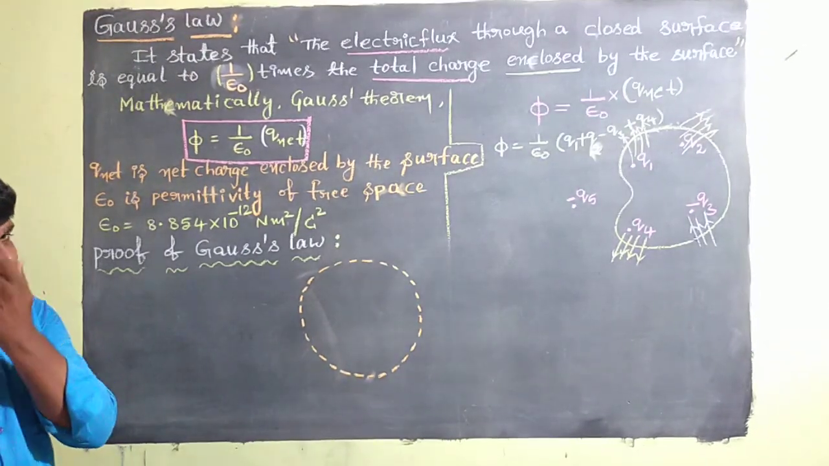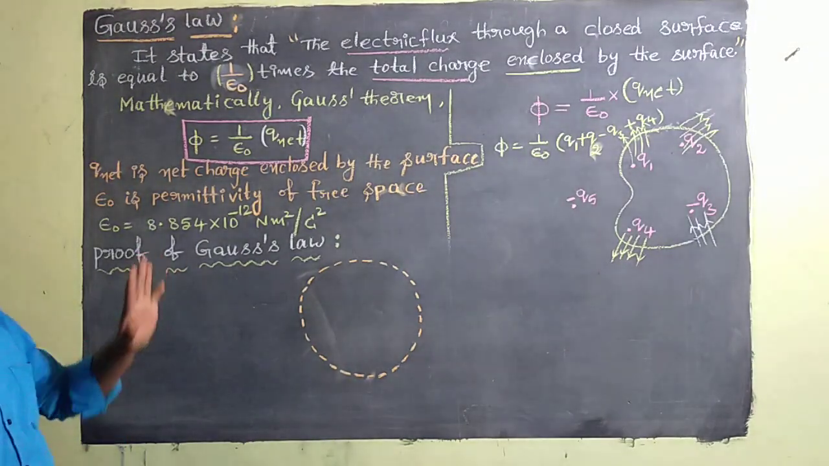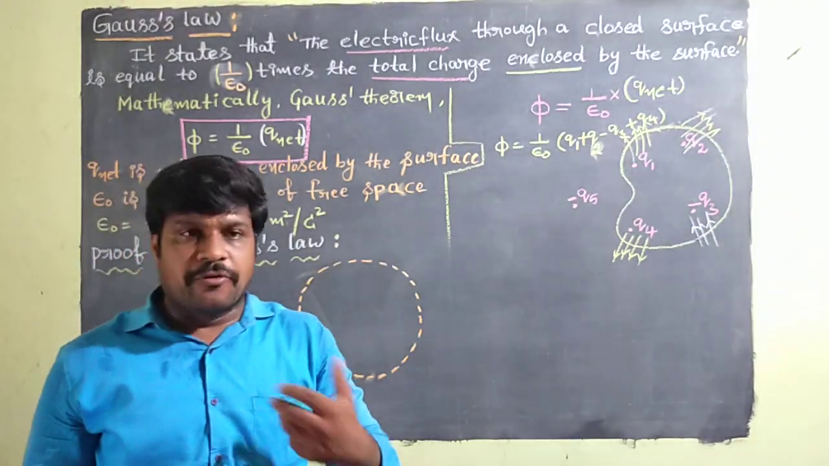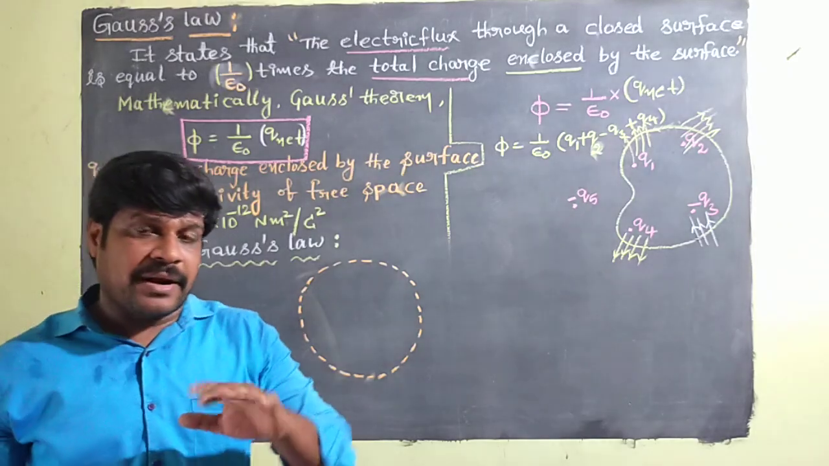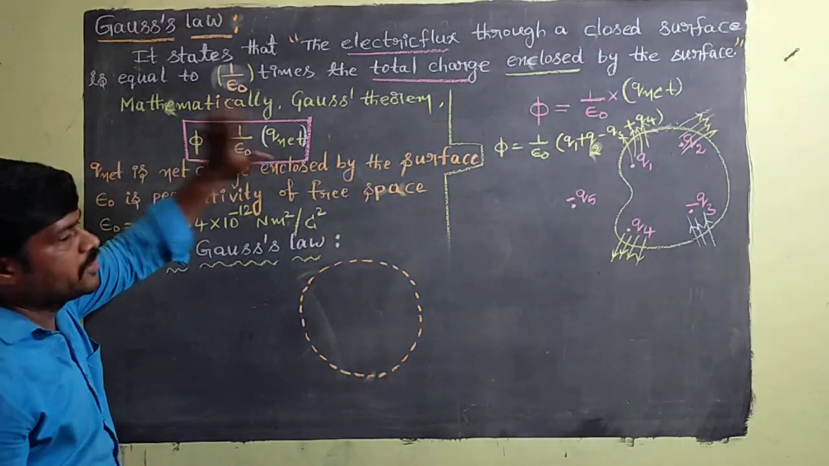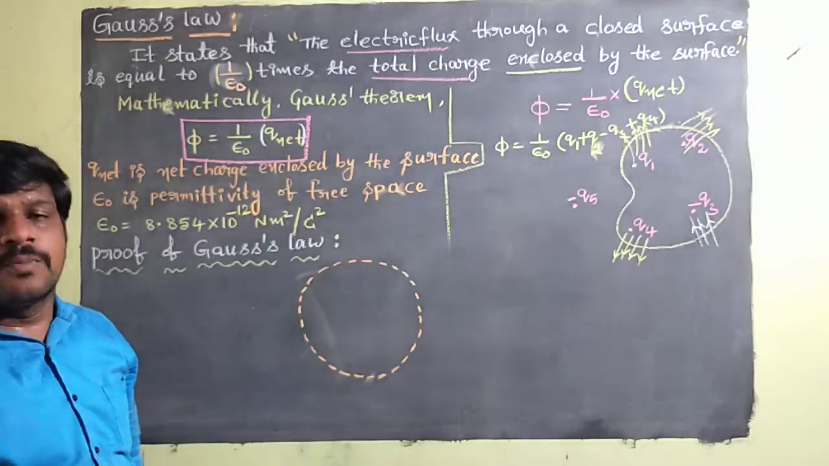Now afterwards, the proof of the Gauss law. For Gauss law, we have to prove whether it is correct or not. That means we have to prove that phi equals 1 by epsilon naught times q net, or q.